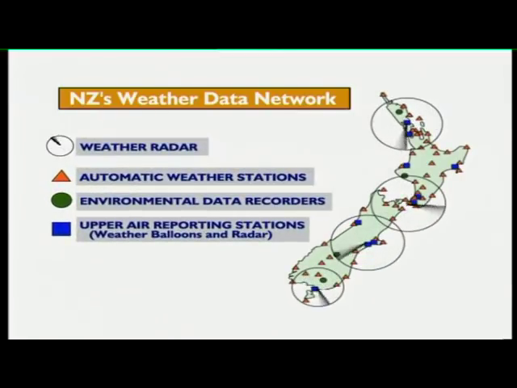All over the country, weather data is constantly being gathered in a whole variety of ways, including weather radar, automatic weather stations, environmental data recorders, and weather balloons. And not just in New Zealand. Data is gathered from all around the world, and New Zealand has access to that data through the WMO, the World Meteorological Organisation, to which we belong. That data is then fed into central computers, and forecasters analyse that to prepare their forecasts.